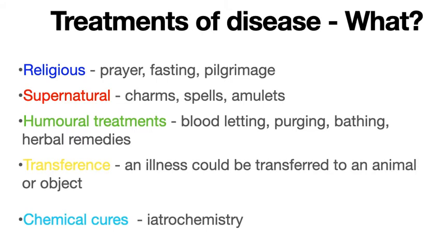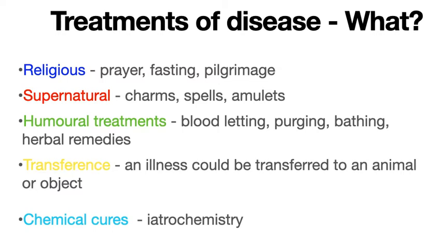So what kind of treatments did they have? Well, again, a lot of these are very similar to the medieval period. We've got religious treatments, such as prayer, fasting, and pilgrimage. Supernatural treatments, such as charms, spells, and amulets. Humoral kind of treatments, like bloodletting, purging, bathing, using natural herbs and remedies. But we also get some new things.